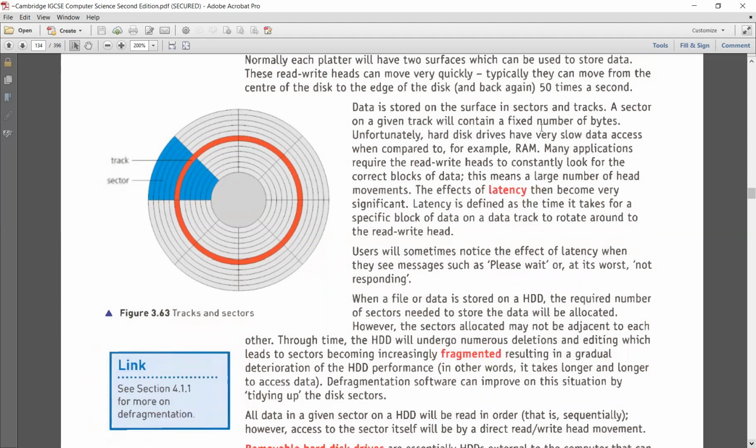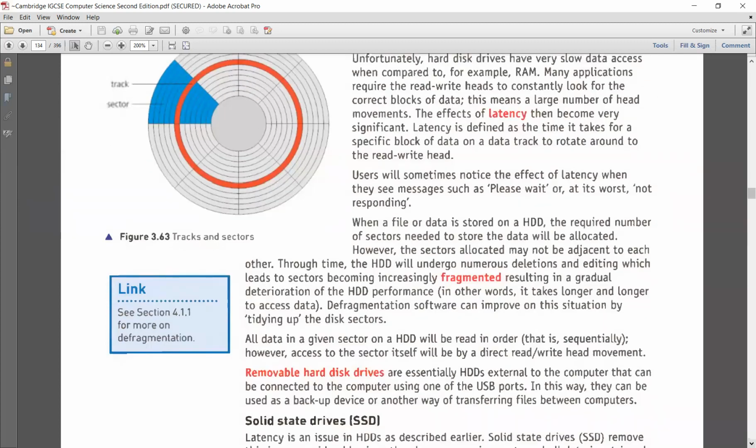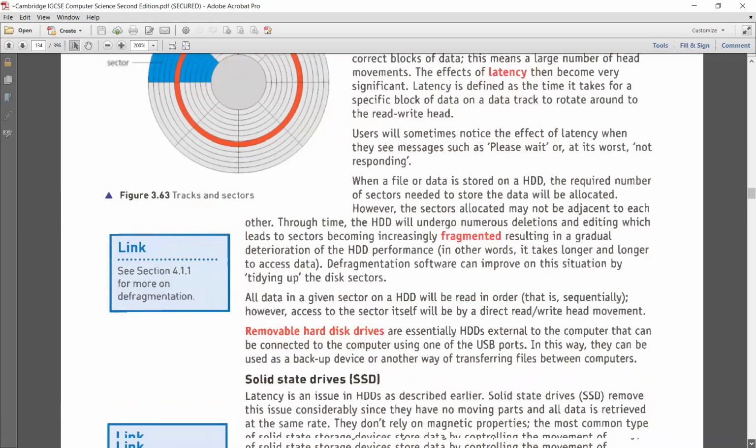Latency, as you can see, is the worst situation. It can come on the screen as please wait. Sometimes you are performing a lot of operations, and that results in latency. Latency is defined as the time it takes for a block of data on a data track to rotate around to the read-write head. In some situations, I may get a message that says not responding, because a lot of activities are being performed, and the HDD is not able to handle all those activities.